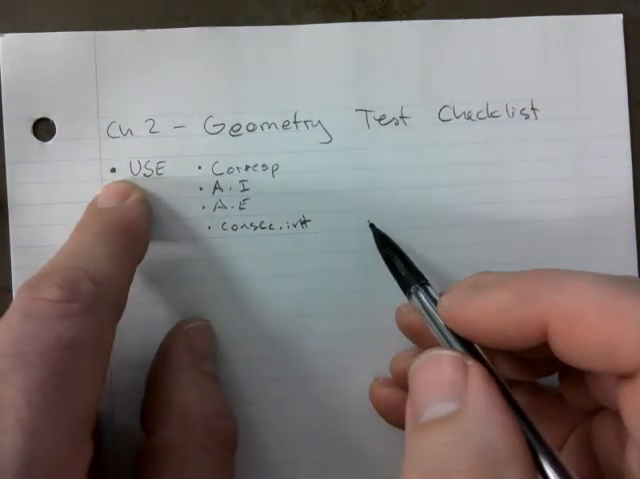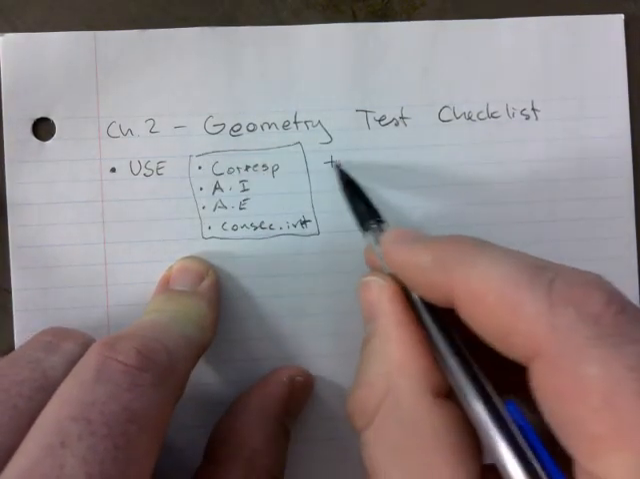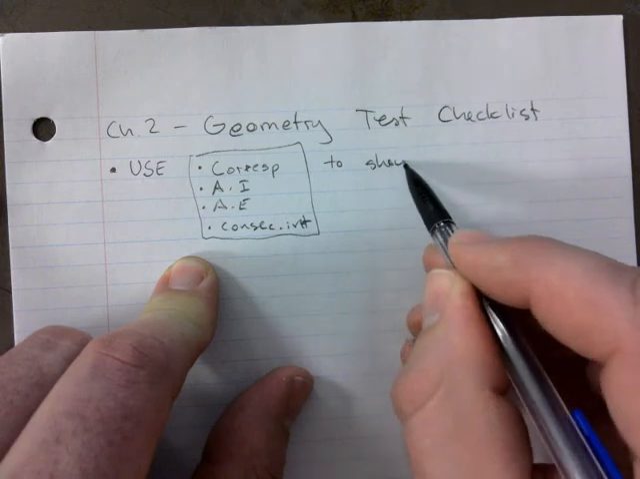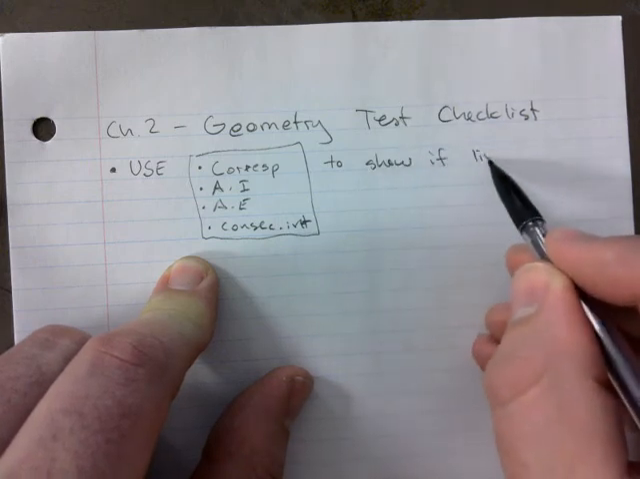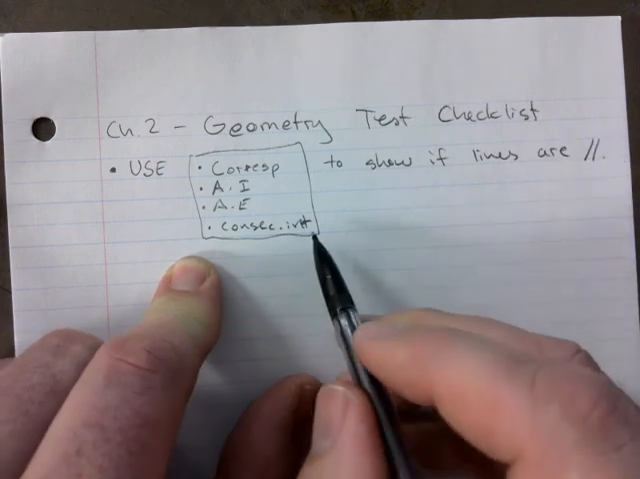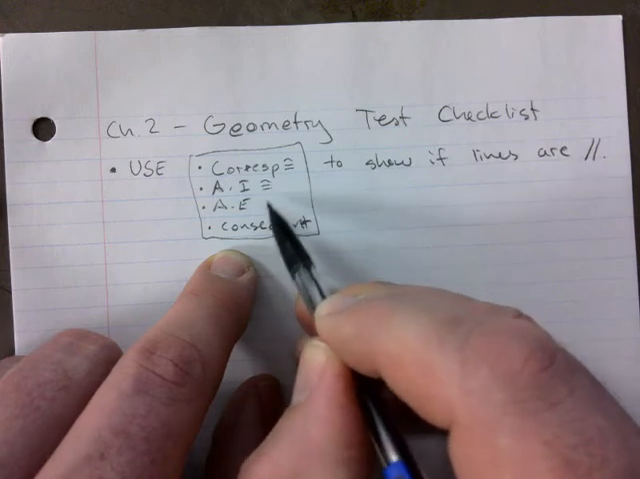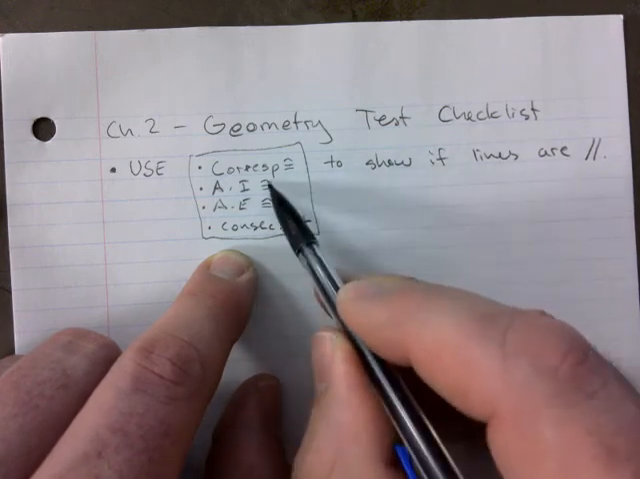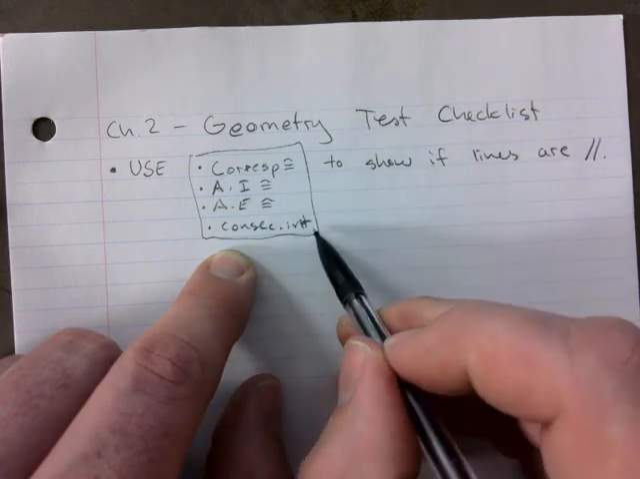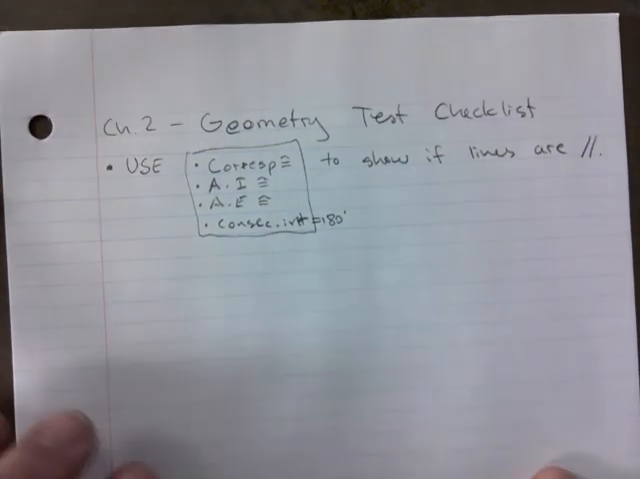I will say this, use these ones to show if lines are parallel, okay? And obviously corresponding, like the first three need to be congruent. The last one adds up to 180, okay? So gotta make sure you make that distinction.